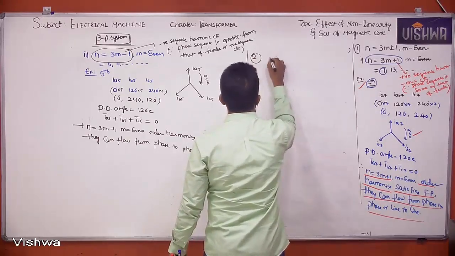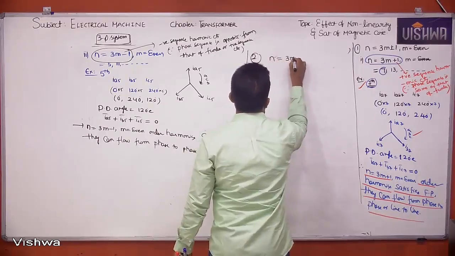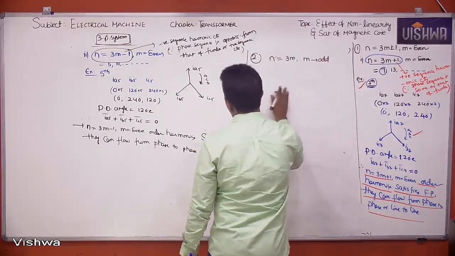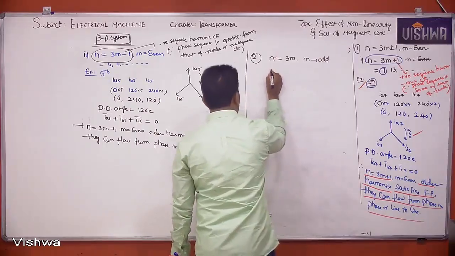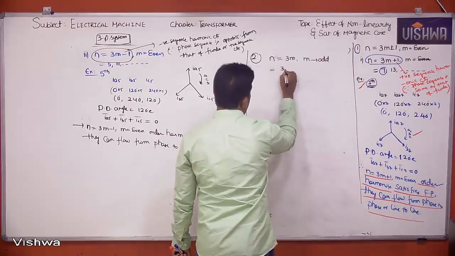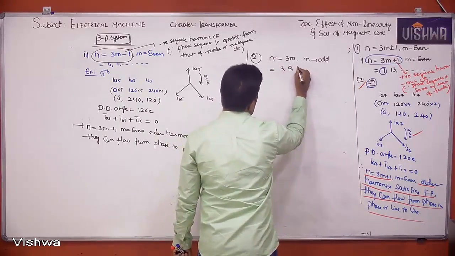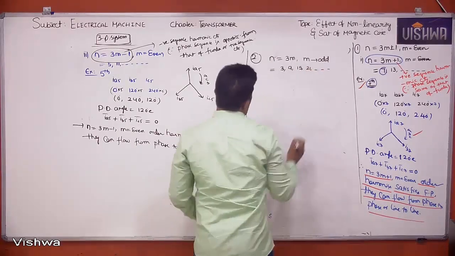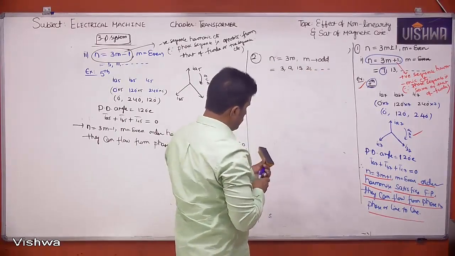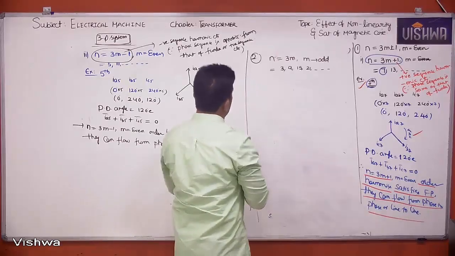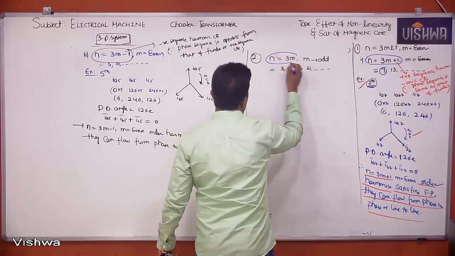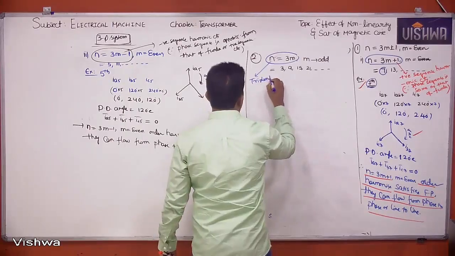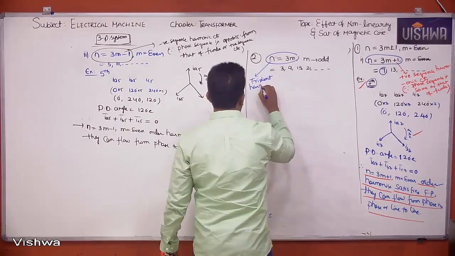N equal to 3m, where m is odd. So m is odd means what? 3 1s are, 3 3s are, 3 5s are, 3 7s are, and so on. So guys, n equal to 3m harmonics can also be called triplet harmonic currents.